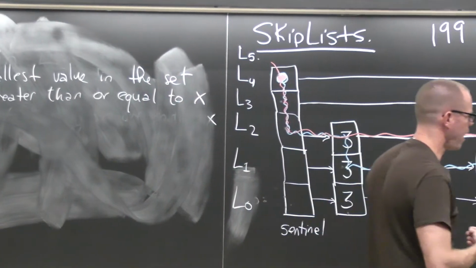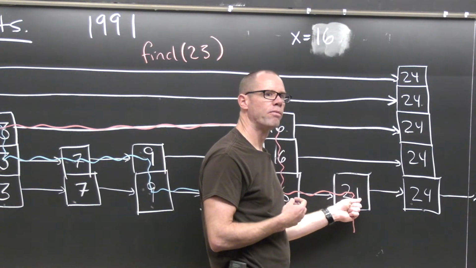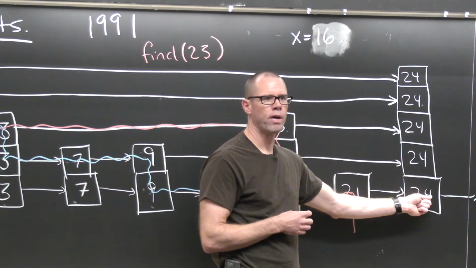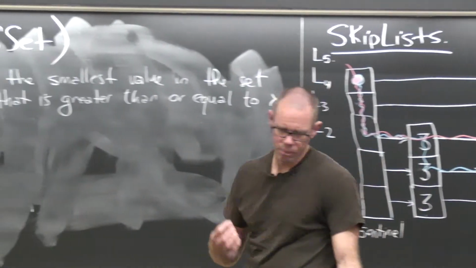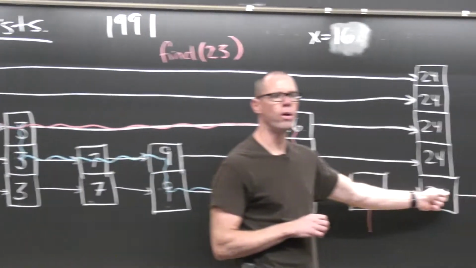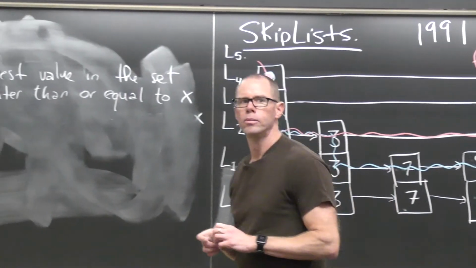I conclude that 23 comes after this last value in the search path and before this next value, the one that comes after it. Okay. So the answer to my find in that case is just the successor of this node in the search path, so the 24 that's there. Is that clear?